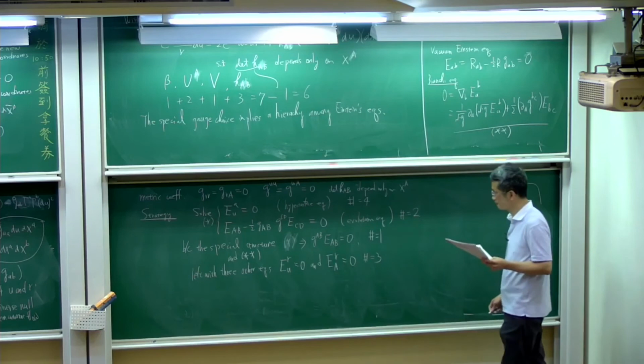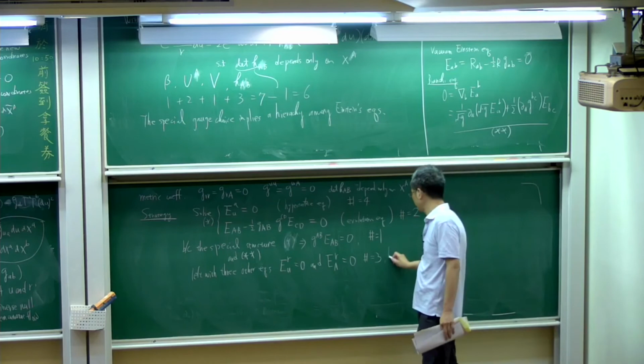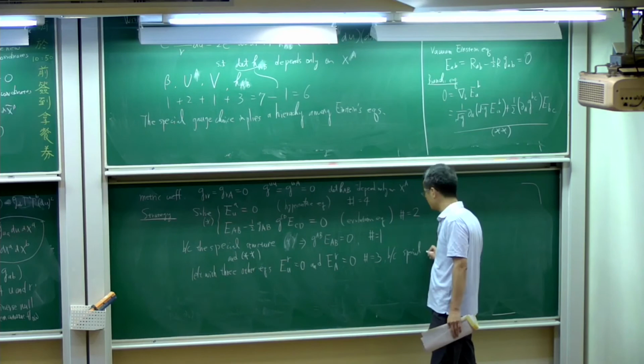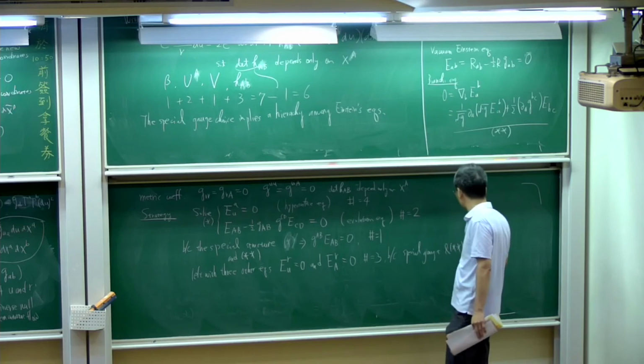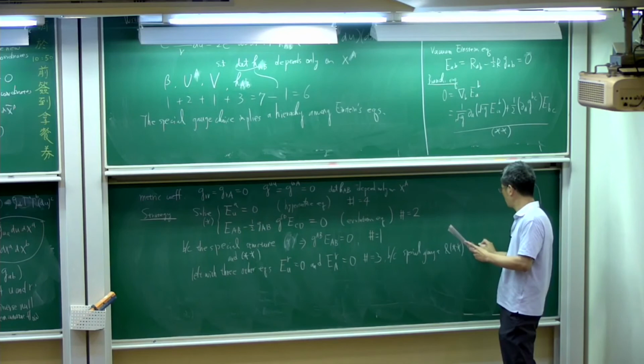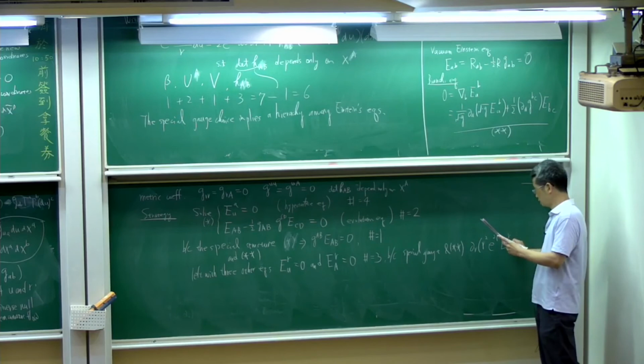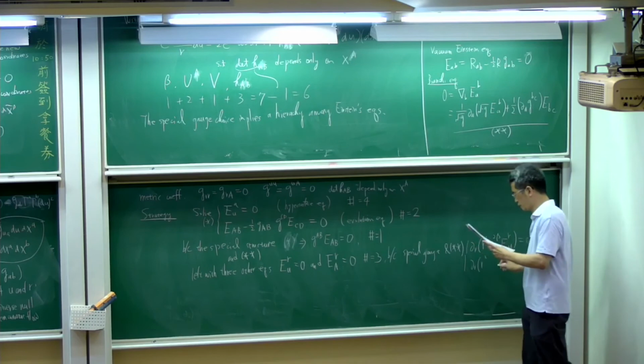Okay? But now again, because of the special structure, special gauge, and also this double star, you actually have this equation, ∂_r of r squared e^(2β) E_ru is equal to 0, and ∂_r of r squared e^(2β) E_rA equals 0.